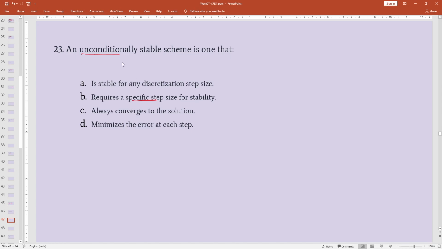If you remember stability criteria, conditionally stable, unconditionally stable, from the word itself, this unconditionality, we can strike out option B because it requires a specific time step. When we need something specific, then it won't be unconditional. Again, unconditionally stable does not mean that it will converge to a solution. So option C is wrong because if you remember the FTCS scheme, forward in time and central in space, it will have high oscillations.